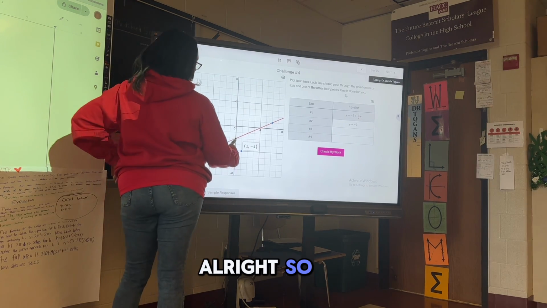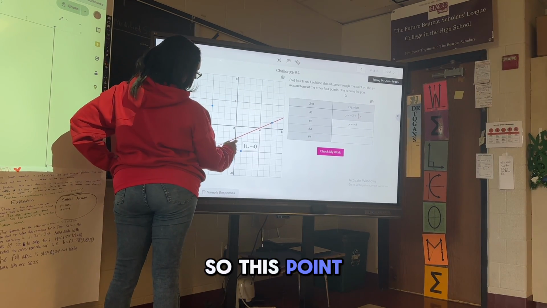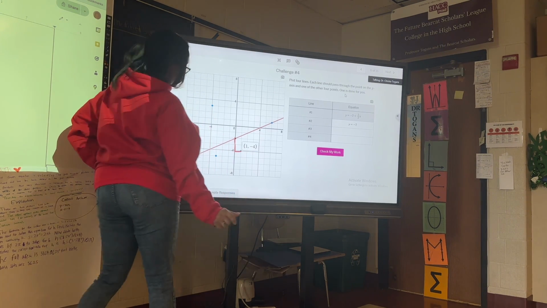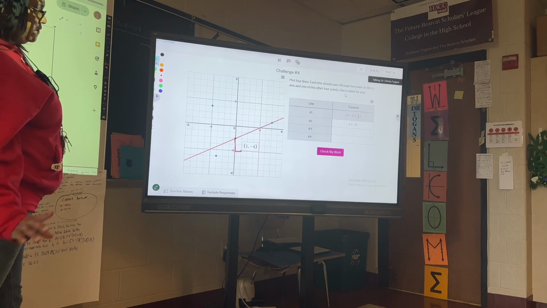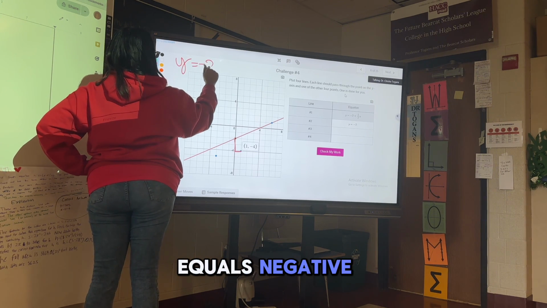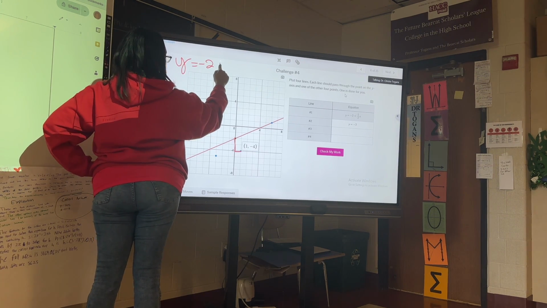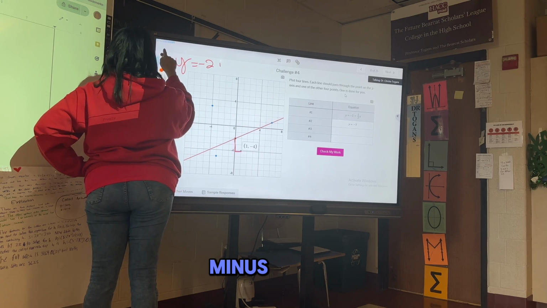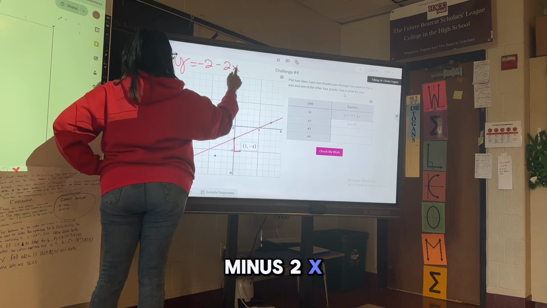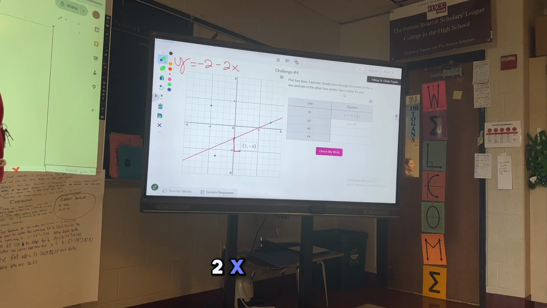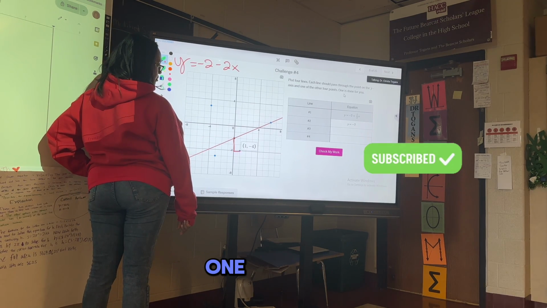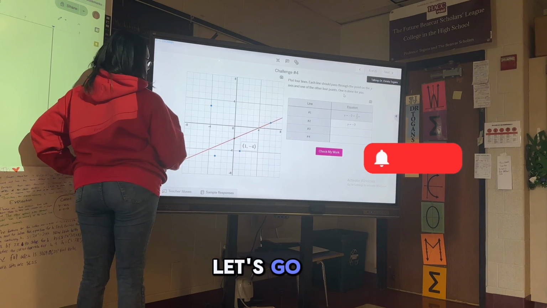Alright, hold on. So this point, this is what I needed, this one. So down 2/1, right? Yes. So it's y equals minus 2 over what? Minus. I put minus 2x. Try that, minus 2x, because this slope right here is down 2/1. Yes, that's got that right. Okay.